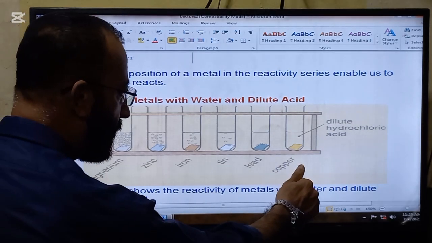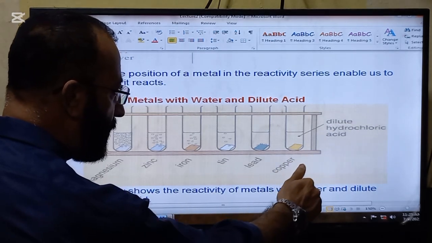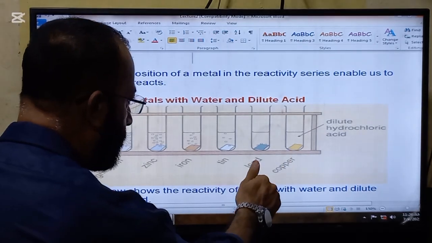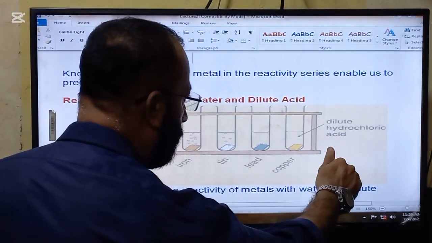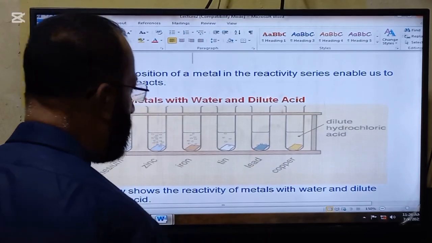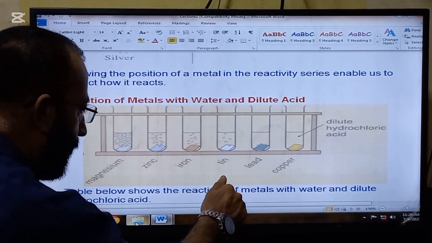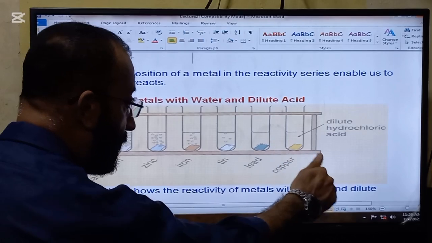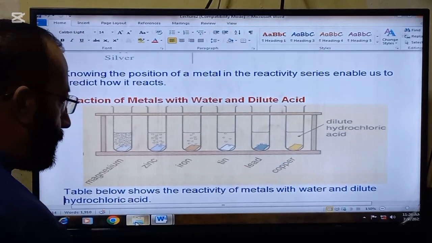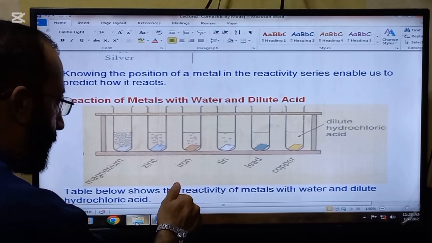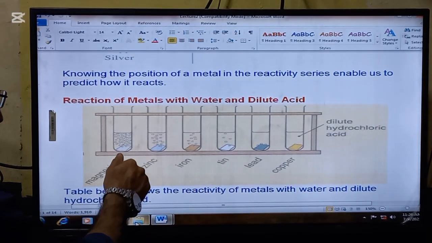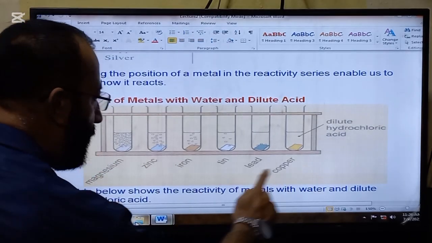From here you can see copper is not reacting with dilute hydrochloric acid. Lead is reacting with dilute hydrochloric acid very slowly. You can see very few bubbles. Tin is reacting with dilute hydrochloric acid faster than the lead. Iron is faster, zinc even faster, and magnesium the fastest out of these metals.